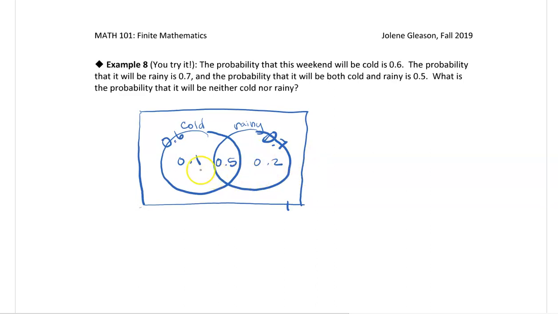Now you can see the probability that it's cold or rainy is going to be the sum of the numbers inside the circles. So we got 0.1 plus 0.5 plus 0.2. So the probability that it's either cold or rainy or both is 0.8.